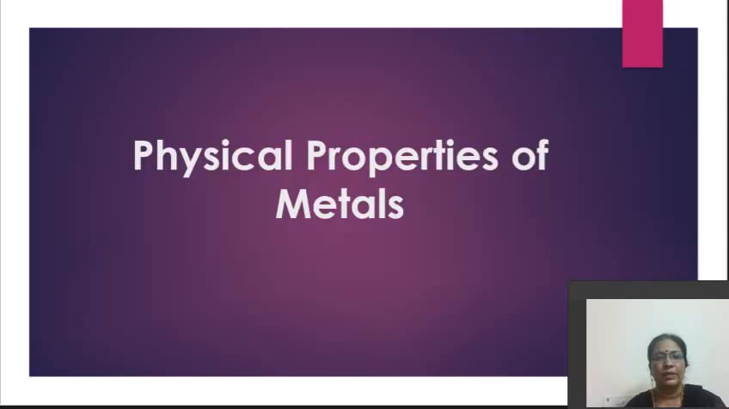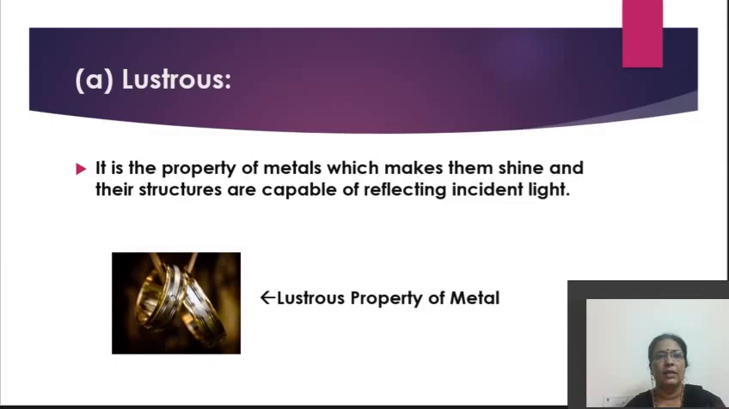So the first physical property of metals is lustre. Generally, metals have lustre. It is the property of metals which makes them shine, and their structures are capable of reflecting incident light. They have a reflecting surface. Metals shine in light and can be polished to become even more lustrous.